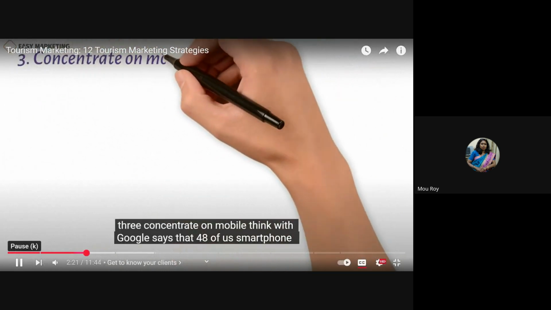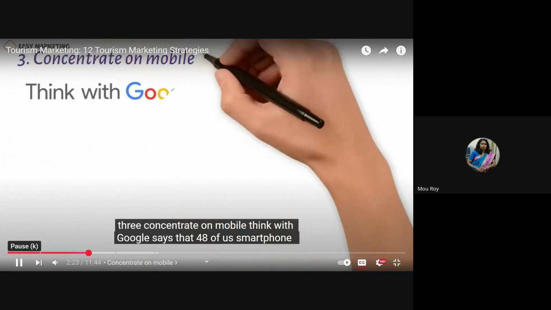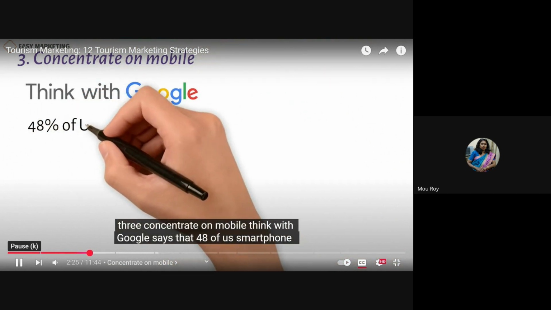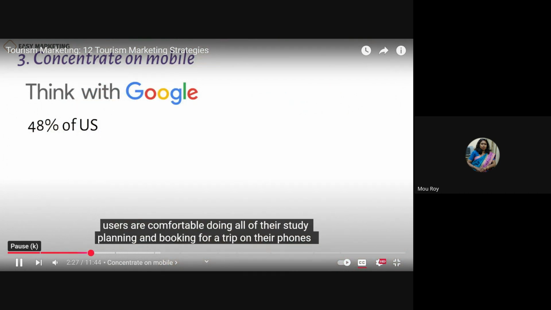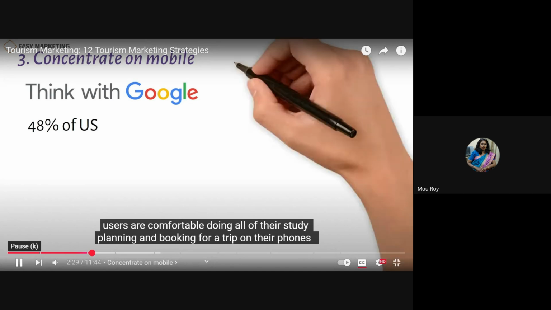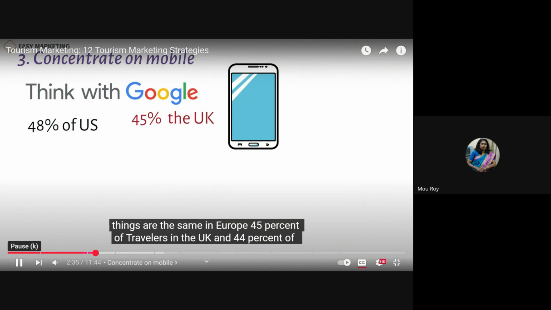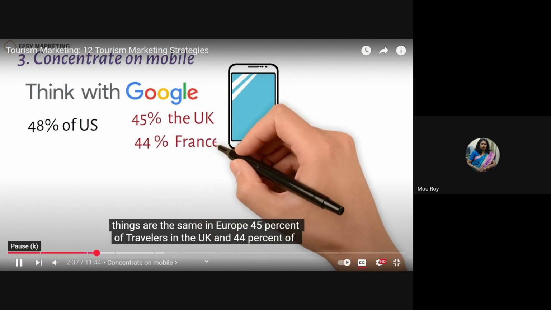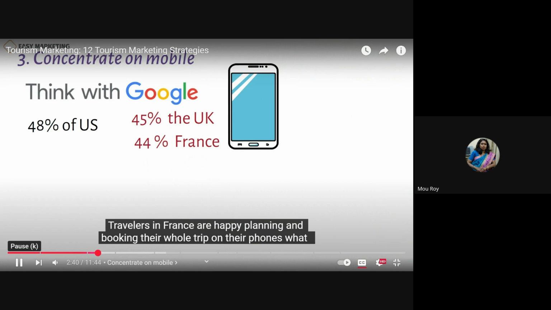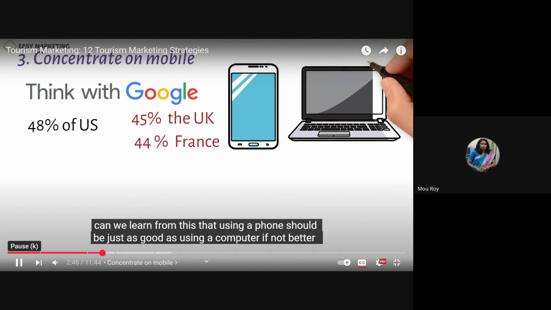3. Concentrate on mobile. Think with Google says that 48% of US smartphone users are comfortable doing all of their study, planning, and booking for a trip on their phones. Things are the same in Europe. 45% of travelers in the UK and 44% of travelers in France are happy planning and booking their whole trip on their phones. What can we learn from this? That using a phone should be just as good as using a computer, if not better.